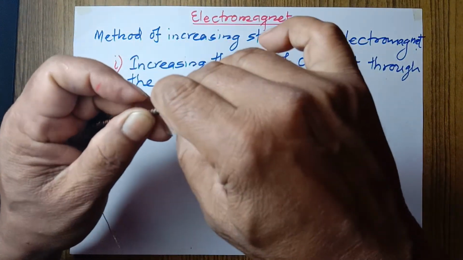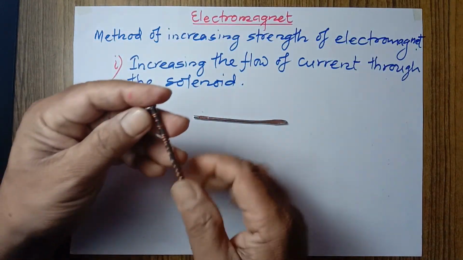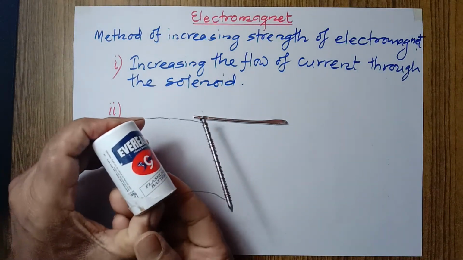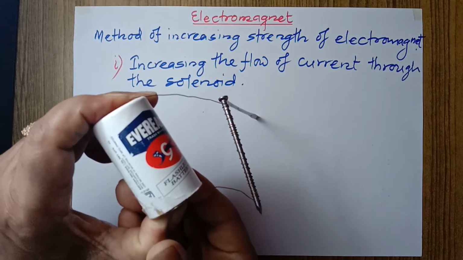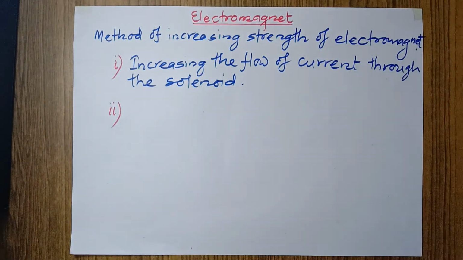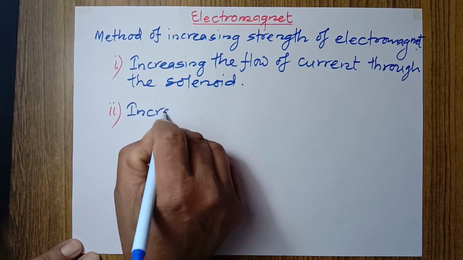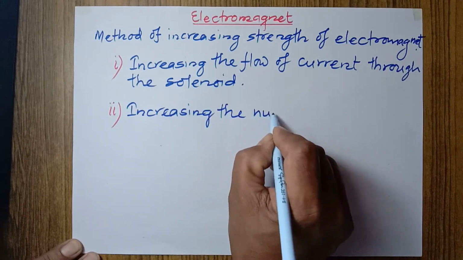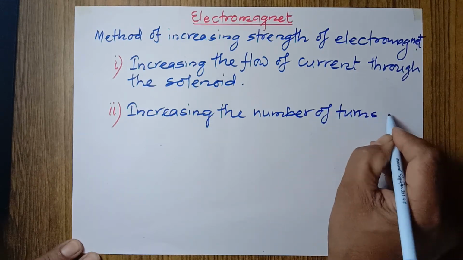Now, when the number of turns is increased, what happens? Let's see. Now I want to make the same nail an electromagnet again. Now look at this, the attraction is stronger than before. Now it is attracting the big piece of iron. This way, what can we say? The strength can be increased by another method also. The method is this: increasing the number of turns of the solenoid.